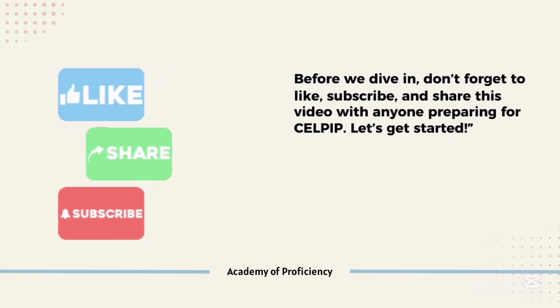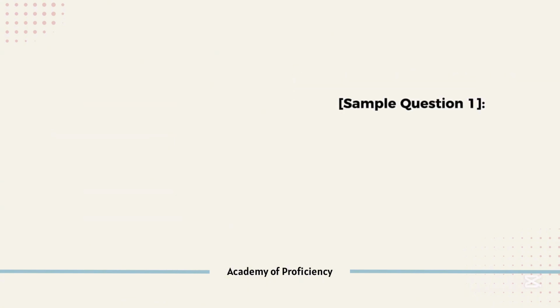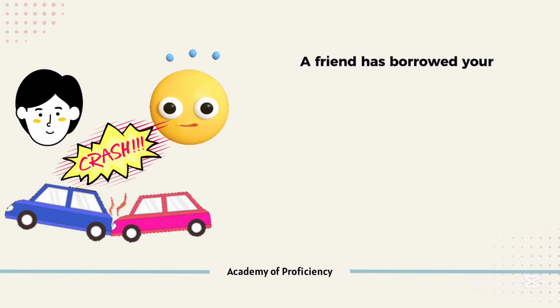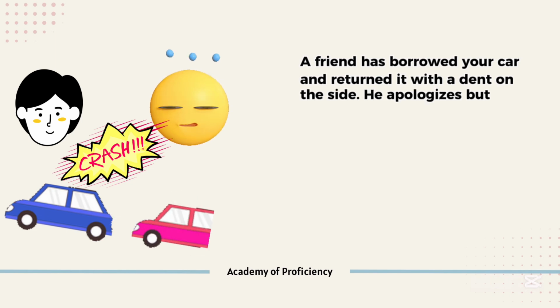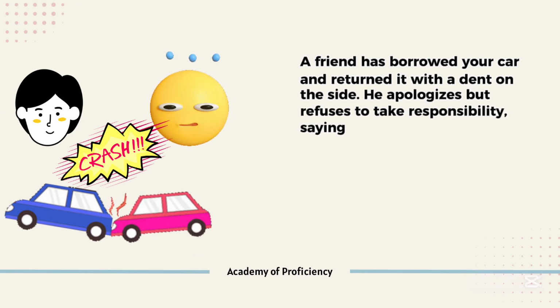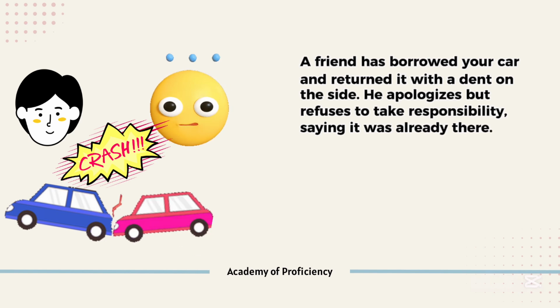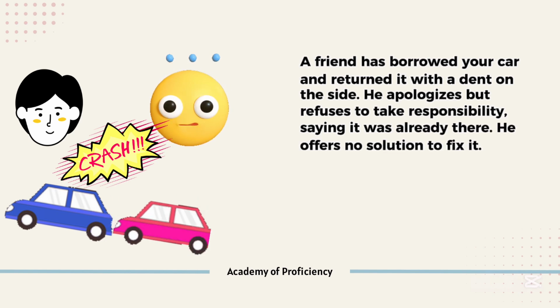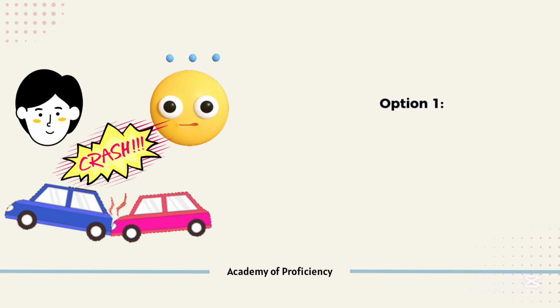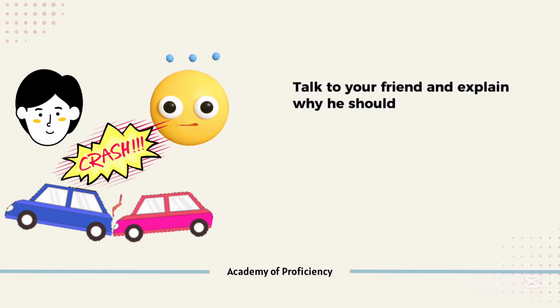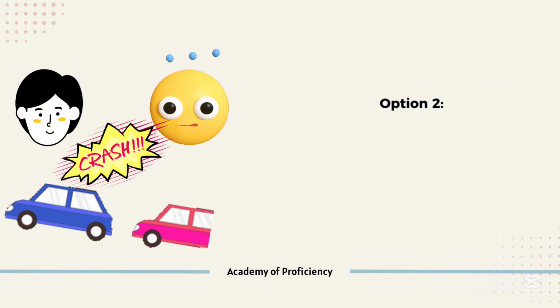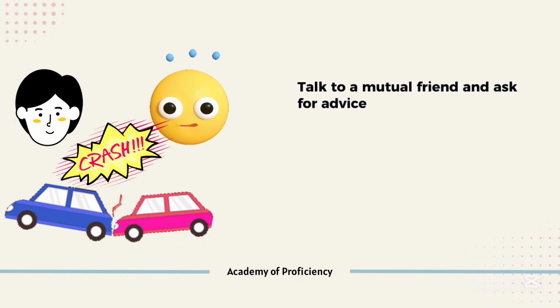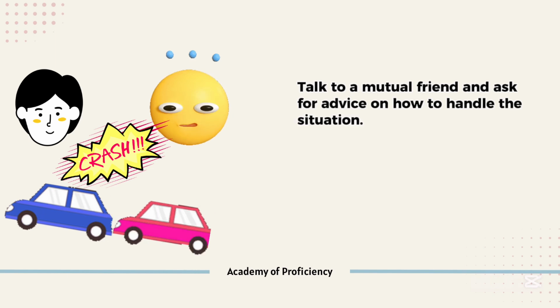Let's get started. Sample question 1. A friend has borrowed your car and returned it with a dent on the side. He apologizes but refuses to take responsibility, saying it was already there. He offers no solution to fix it. Option 1. Talk to your friend and explain why he should take responsibility for the damage. Option 2. Talk to a mutual friend and ask for advice on how to handle the situation.